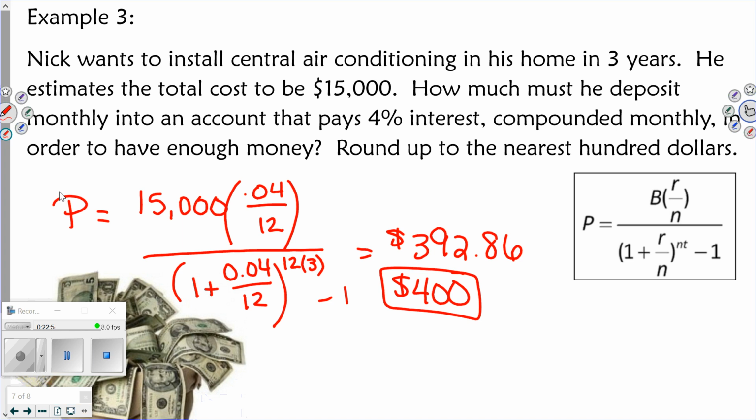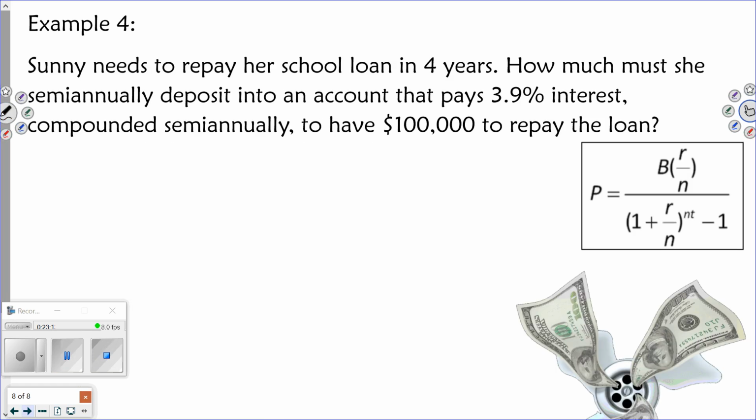Okay? So every time you get an answer, think if it's reasonable. If you had gotten like $6,000 for an answer, so you're going to put $6,000 every month in an account to try to earn $15,000? Think about, is it reasonable? Think about what you're actually doing.